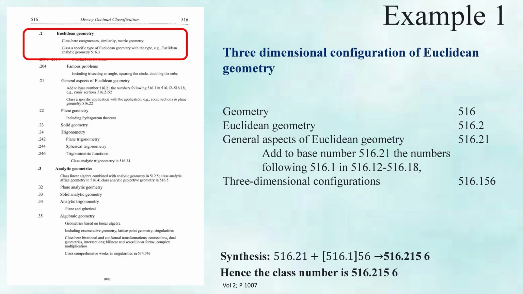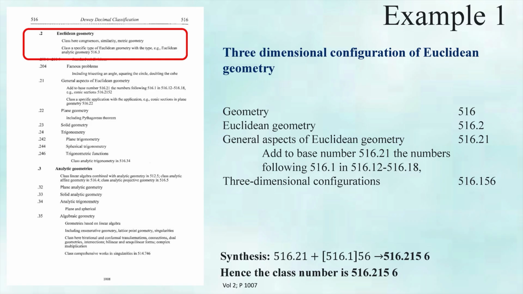Accordingly, we have found 516.156. There is a class number for three-dimensional configuration of geometry. It comes under geometry, as you can see that 516 is for geometry. So accordingly, the number for three-dimensional configuration is 516.156. As per the norms, we have to add the number, synthesize it.